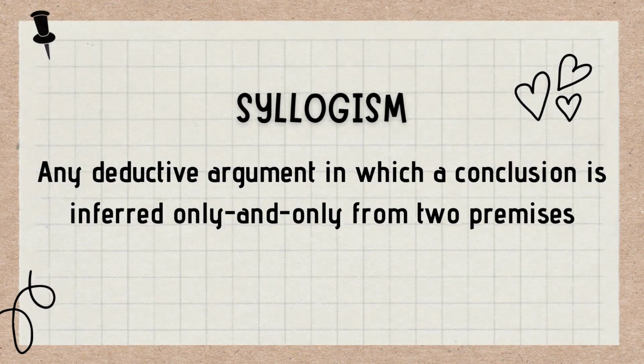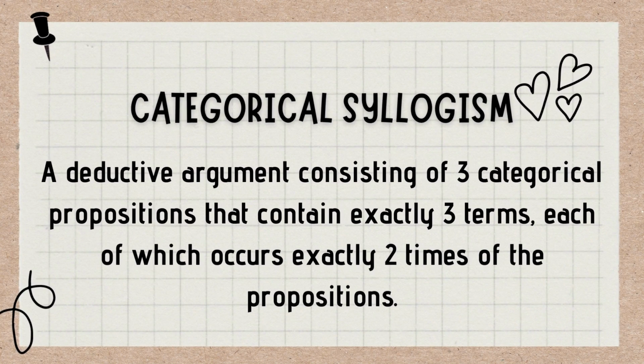We also have the categorical syllogism. A categorical syllogism is a deductive argument consisting of three categorical propositions that contain exactly three terms, each of which occurs exactly two times in the propositions. To understand this clearly, let's look into an example.